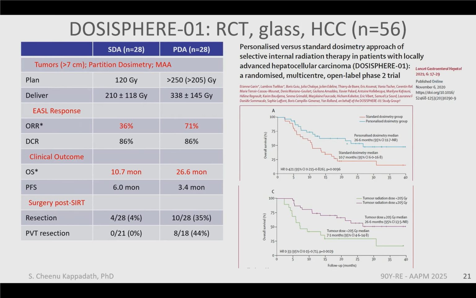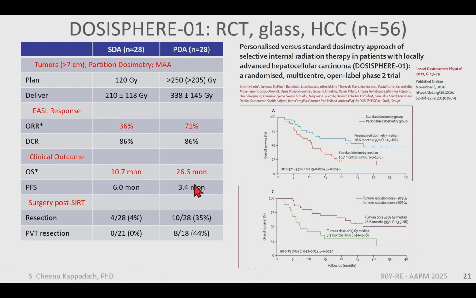And then we have the Dosisphere study that actually looked to see if I prospectively change my treatment schema from a single compartment 120 uniform to a partition model where I require the tumors get greater than 205 gray, okay, that is the experimental arm. What is the difference? Well, you saw 71% response rate compared to 36%, and these were bulky tumors greater than 8 centimeters.